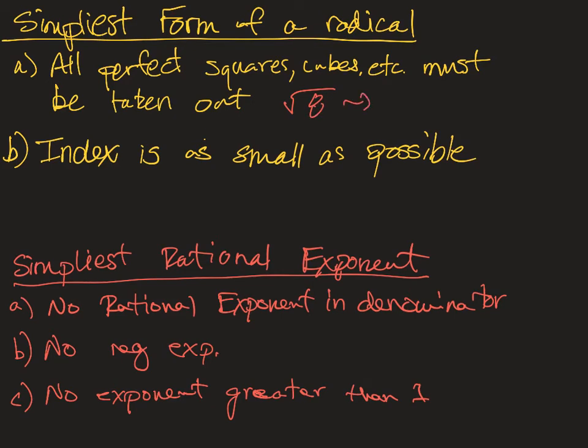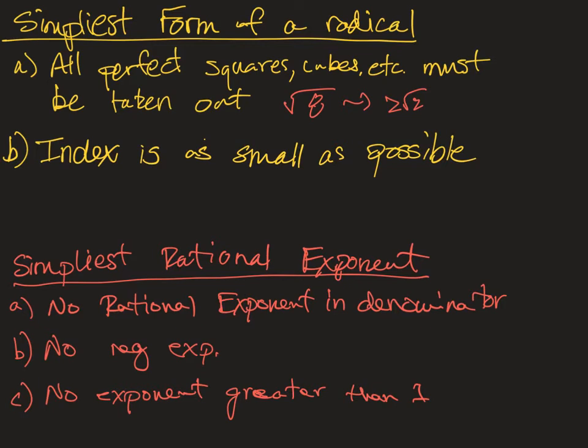So the square root of 8 is 2 root 2, correct? That's all that means. So literally do exactly what you've been doing. Make sure you pull out the things you can, leave the things that you can't. The second thing though is something I definitely want to make sure I talk about, and that is index is as small as possible.